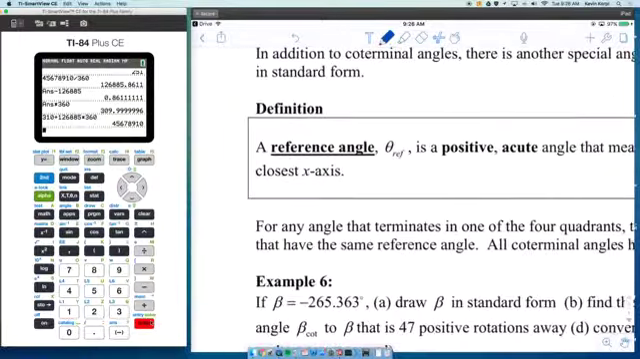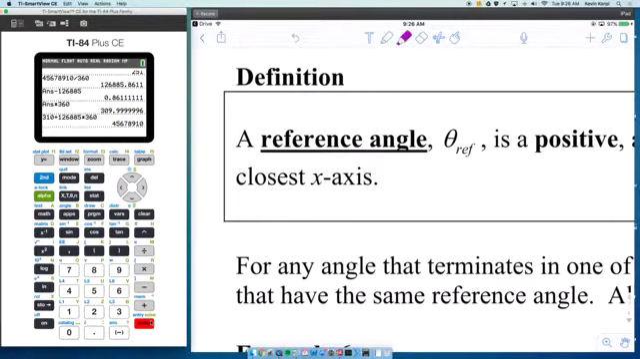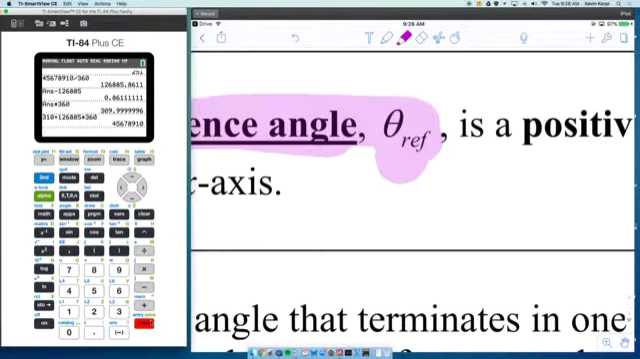All right. So let's go ahead and come up with a very important definition. This one is probably more important than a coterminal angle. It's my favorite definition on the entire section. How about that? A reference angle, which we call theta subscript ref for ref. A reference angle.